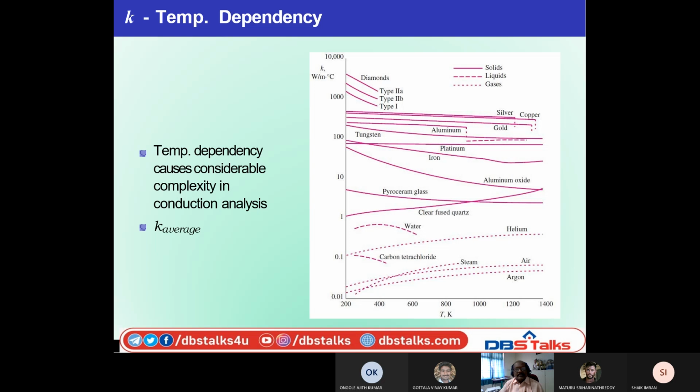So this is also about how k changes with temperature. In some cases, when temperature increases, the k value increases. In some cases, when temperature increases, the k value decreases, for different solids, liquids, and gases. For gases, when temperature increases, the k value increases. For aluminum and iron, when temperature increases, the k value decreases. So for most metals, when temperature increases, the k value decreases.